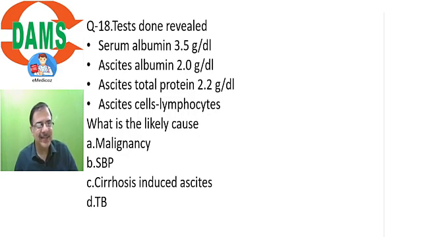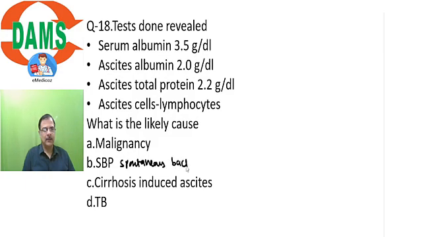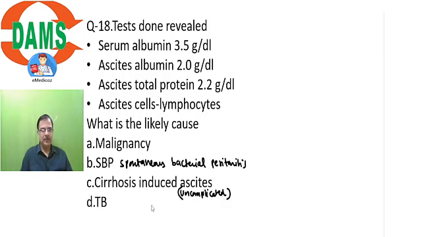All right. Now the tests were done and they revealed that the serum albumin came out to be 3.5. Ascitic albumin is 2. Ascitic total protein is 2.2. Ascitic cells were lymphocyte predominant. What is the likely cause of this condition? Is it a malignancy? Is it spontaneous bacterial peritonitis? Or is it cirrhosis-induced uncomplicated ascites? Or has tuberculosis developed in our patient? So think broadly, all can be the causes in a patient of cirrhosis coming to you.